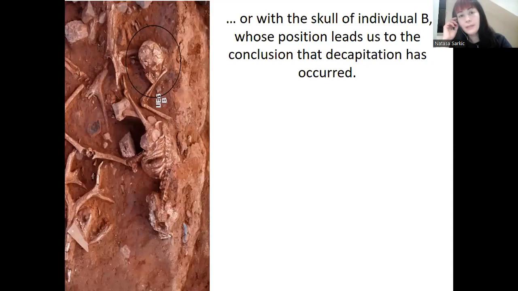Individual B has, as I said, the skull some 40 centimeters away, but the head is together with the mandible, which means that it was buried while the flesh was still on. So there is no possibility that this was post-mortem removal of any kind. And we can see, according to the vertebrae and ribs and all that, that this individual was buried in anatomical position. So there was no posterior movement or anything like that. It was directly covered with sediment.